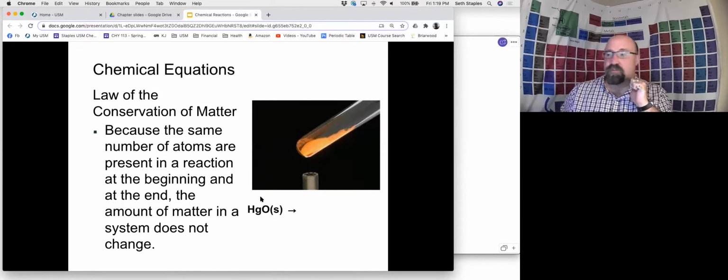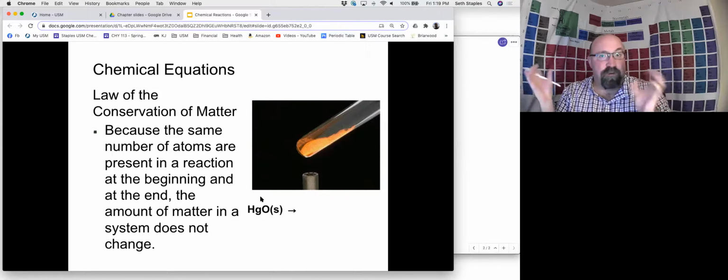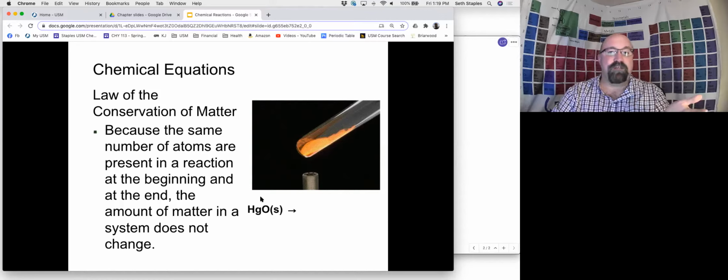Let's take a look at where those numbers come from. Ultimately, those numbers are a result of the law of conservation of matter. The law of conservation of matter tells us that atoms cannot be created or destroyed throughout a chemical reaction. And so whatever elements or atoms we have in the beginning, we have to have in the end, and vice versa. Whatever atoms we end up with at the end had to somehow be present in the beginning. Now let's take a look at what that might mean for us.